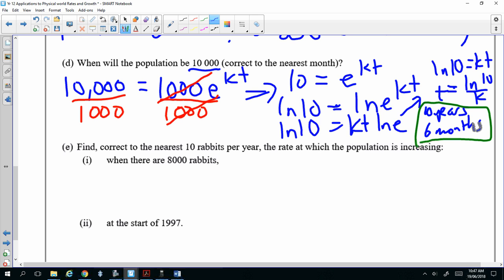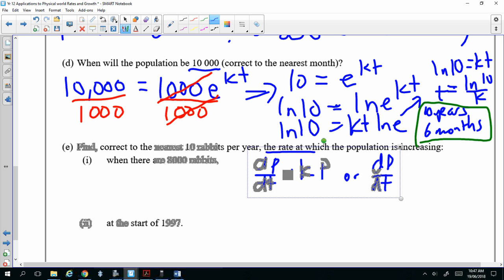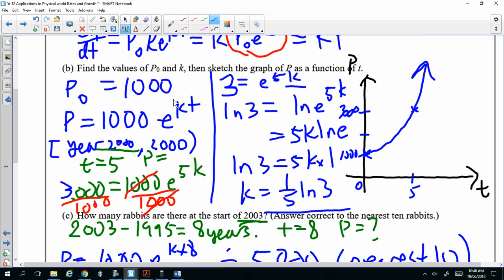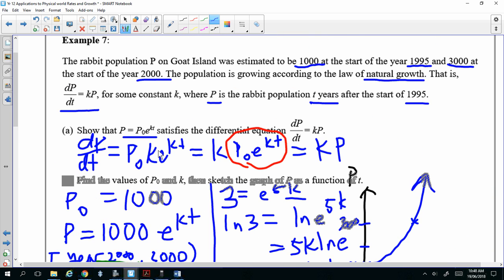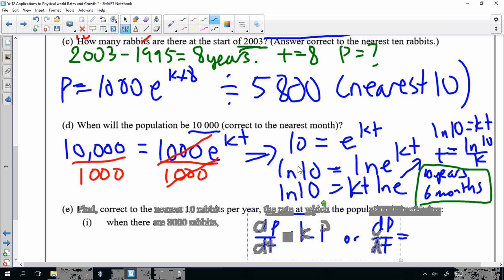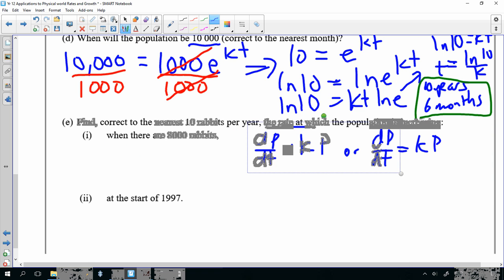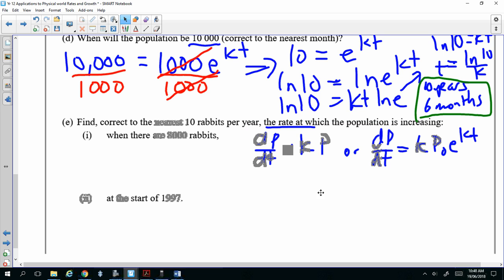Now there's two formulas for rate. The first one is dP/dt equal to kP. Or the other one is dP/dt equals the one we just proved during the formula, this formula here, k P0 e to the power kt. Let's write that down, which is k times P0 e to the power of kt. So we've got these two formulas. Now which one will be useful? Because they tell you how many rabbits there are, 8,000 rabbits, it's easier to use this formula.